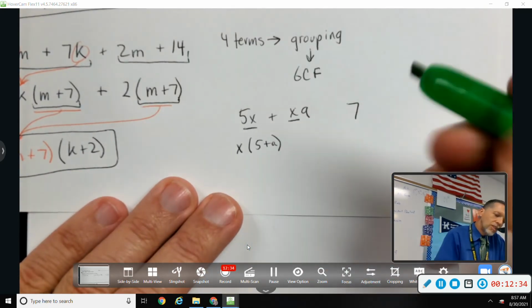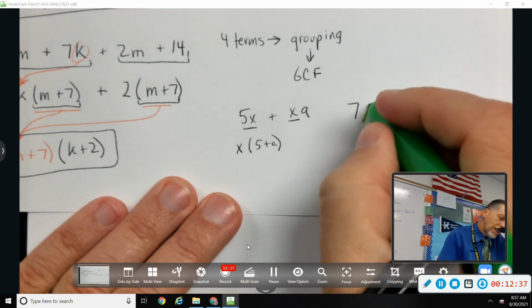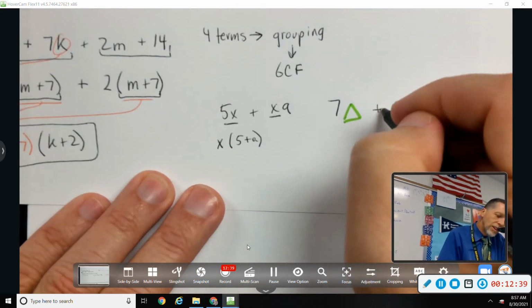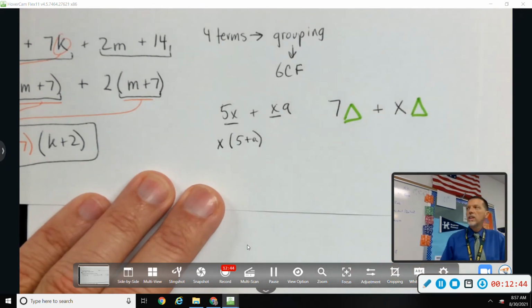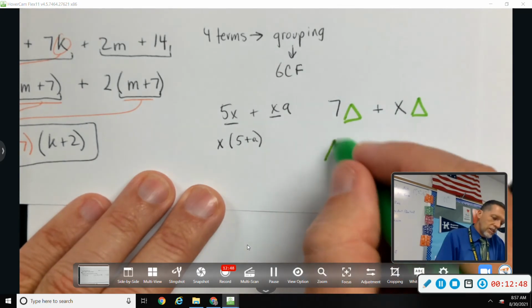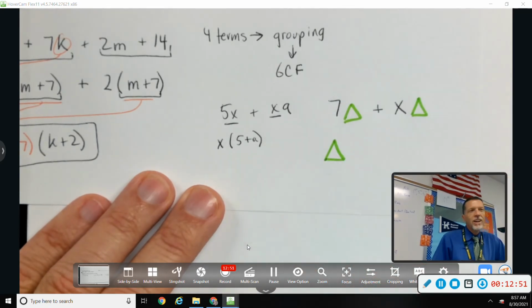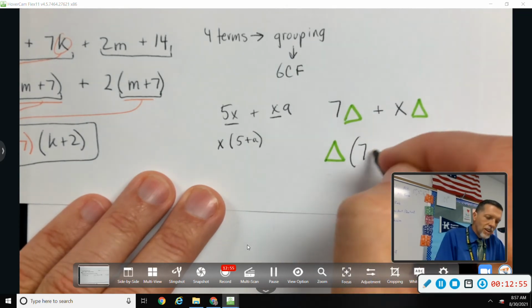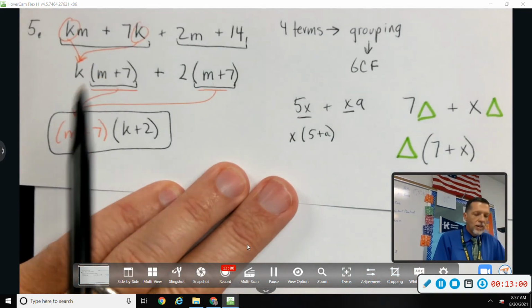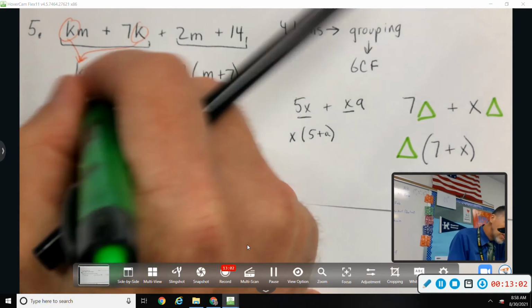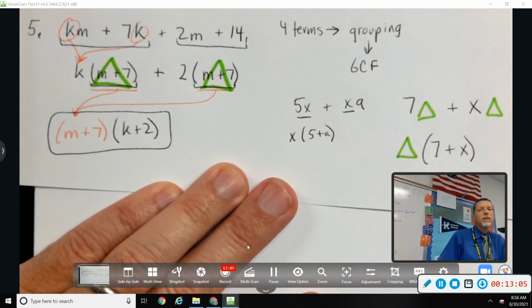I don't know if this is helpful or more confusing, but if I had 7 green triangle plus x green triangle, how would I factor that out? With a green triangle. Squared or not on that green triangle? No, there's only one green triangle to take. 7 plus x. It's like over here, there was only one m plus 7 to take. m plus 7 was kind of the role of the green triangle.